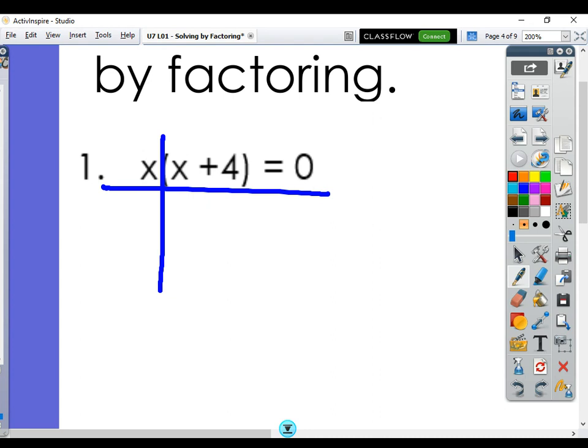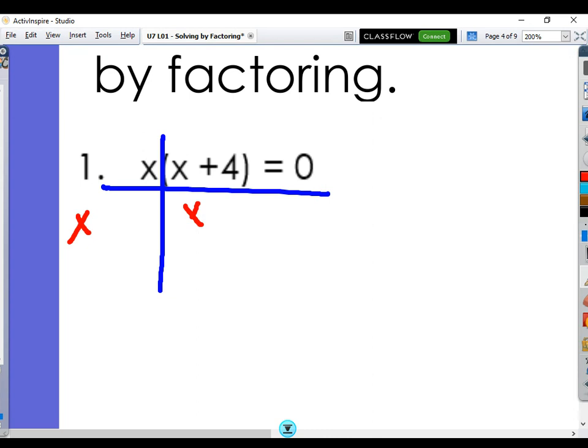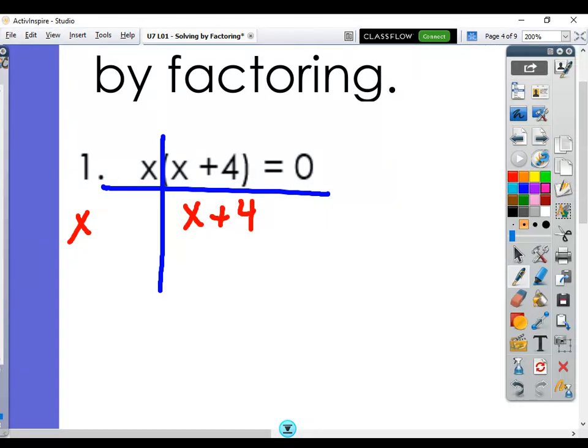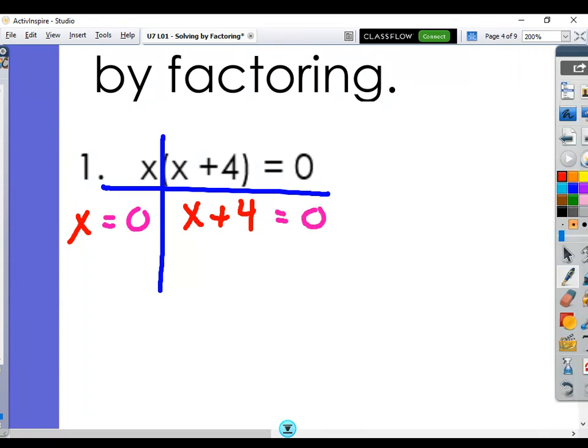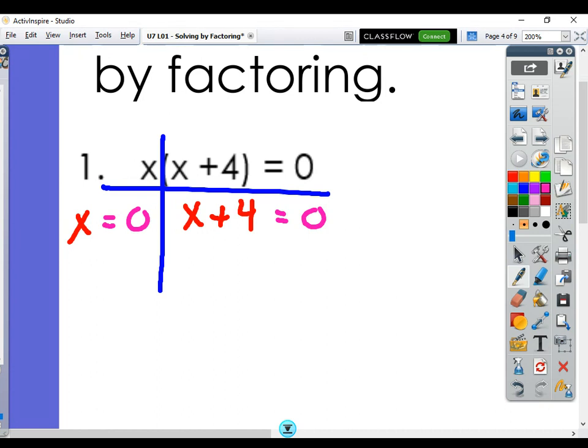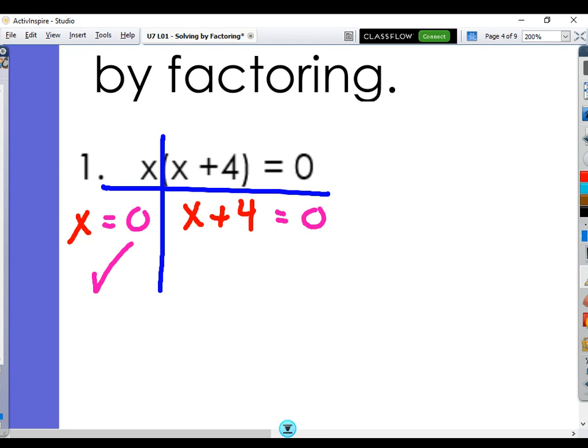So I just come back and I say, okay, this factor is simply x. This factor is simply x plus 4. But for both of them, I'm going to set them equal to zero. All right? And by doing so, we actually just found one of my solutions. My first solution over here is zero. X equals zero. That one's done.